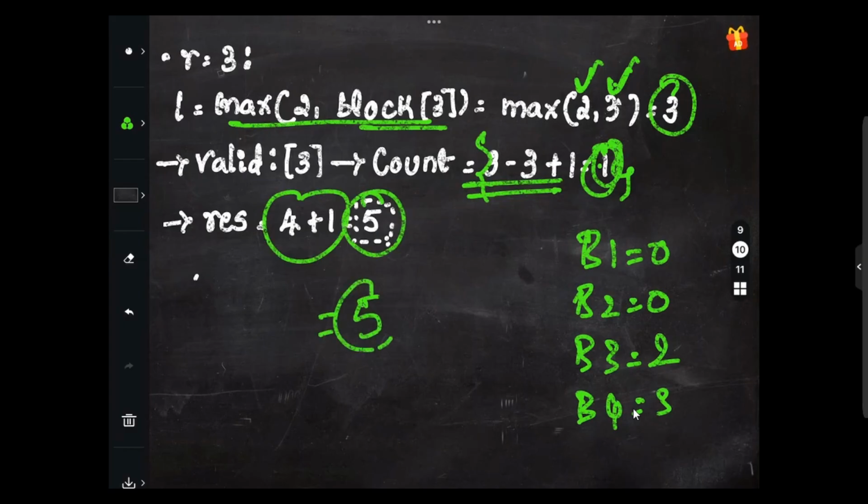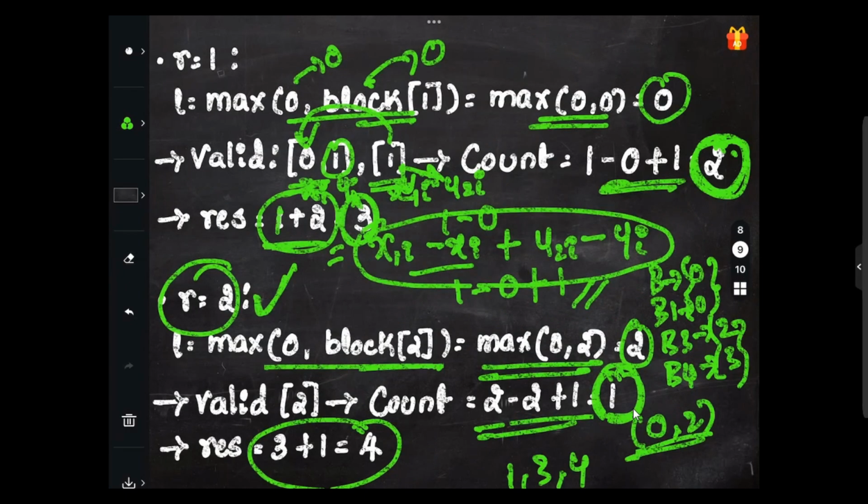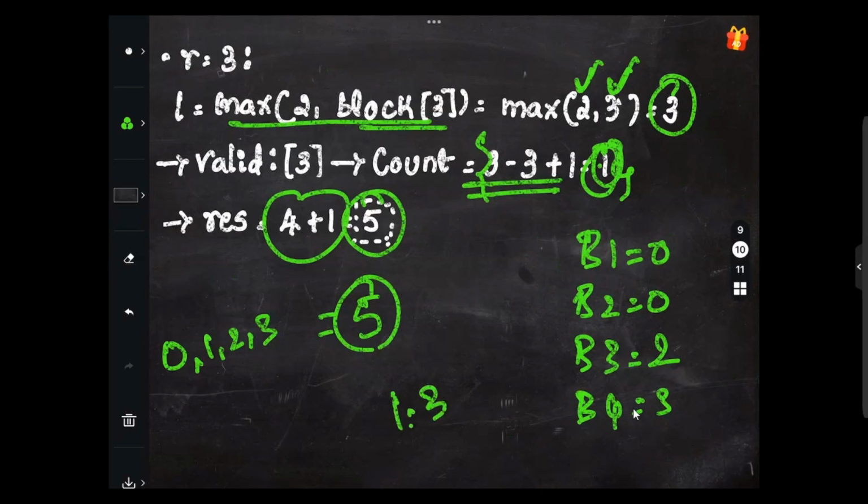So we have gone for r from 0 to 3, right? For each r from 0 to 3 we went with. The values that we got here: first, when r equals 0 we have got 1, then 1, 3, 4 and 5.